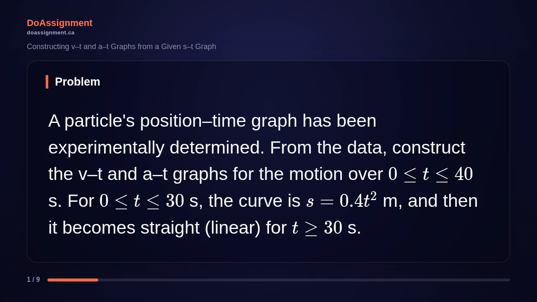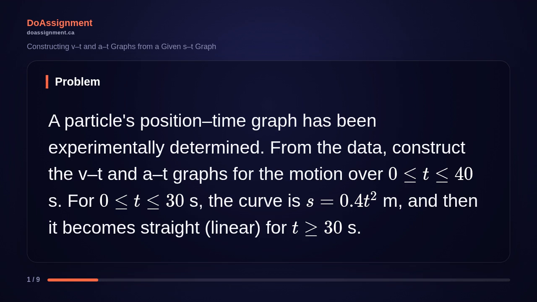A particle's position-time graph has been experimentally determined. From the data, construct the velocity-time and acceleration-time graphs for the motion over the interval 0 to 40 seconds. For 0 to 30 seconds, the position follows the equation s equals 0.4 t squared meters. For t greater than or equal to 30 seconds, the position-time graph becomes a straight line.